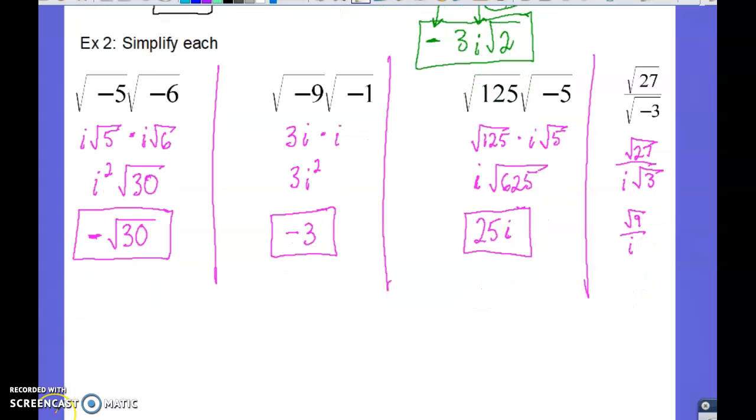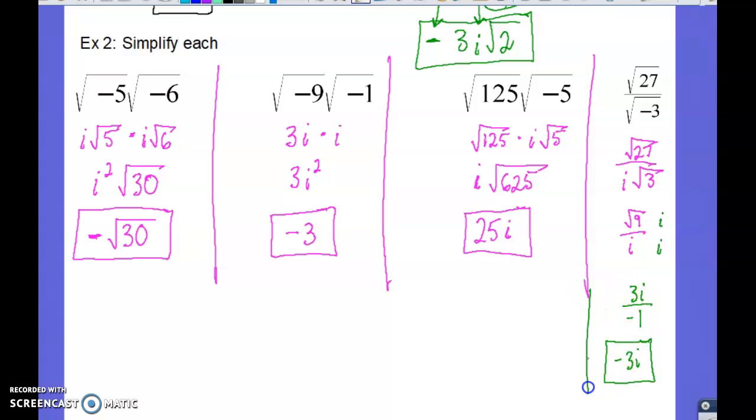I do believe, though, that most textbooks do not want you to leave an imaginary in the denominator. So you might also need to rationalize this by multiplying top and bottom by i. So we're looking at 3i over -1, because i squared is -1. So you might be considering this answer to be -3i.